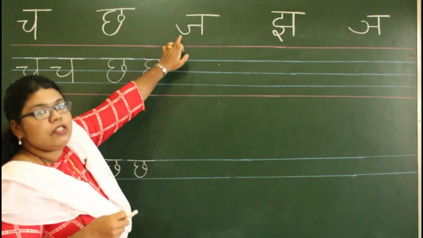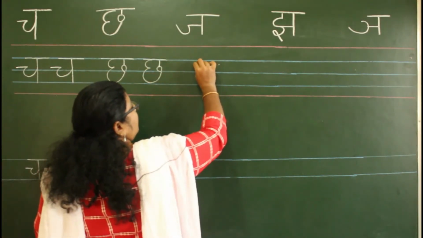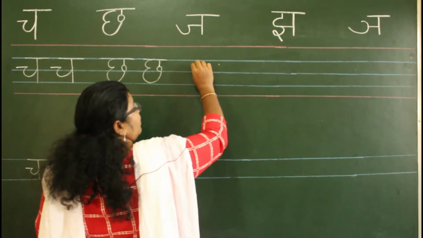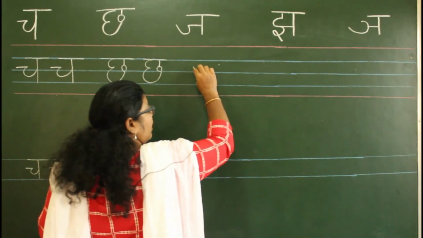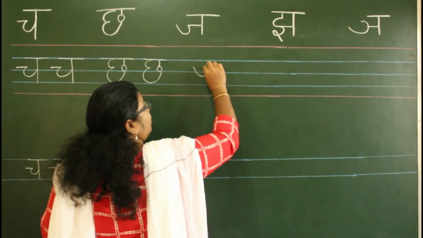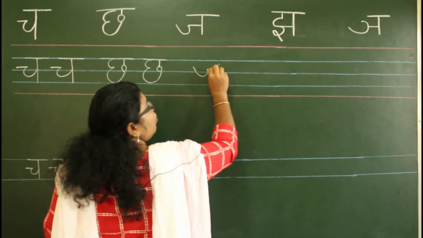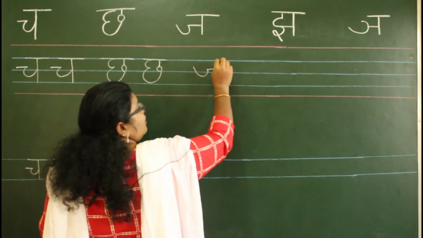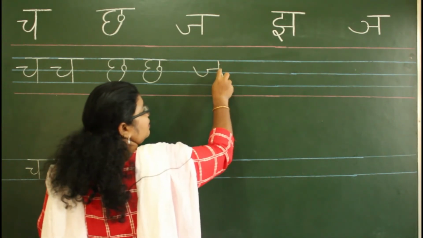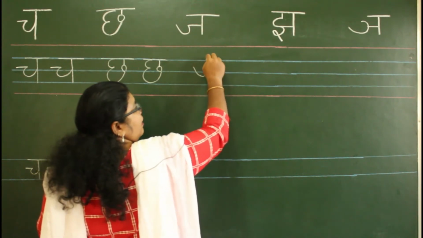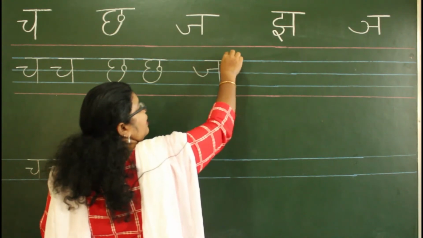Next is ja. It starts from the top of the second blue line. Draw a curve like this, then a small sleeping line, then a standing line touching the sleeping line, and on the top a sleeping line.